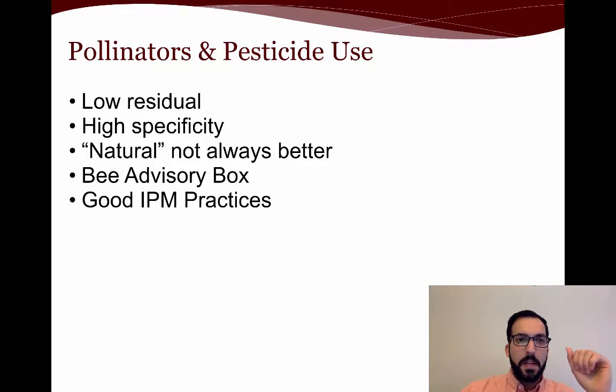And let's just go on here. So, pollinators and pesticide use. We always want to look at things that are low residual, high specificity, and it's important to note that natural is not always better. One of the important things you want to look at is the bee advisory box. There's this new box that's required to be on the label that essentially tells you about the potential impact on bees and/or pollinators.